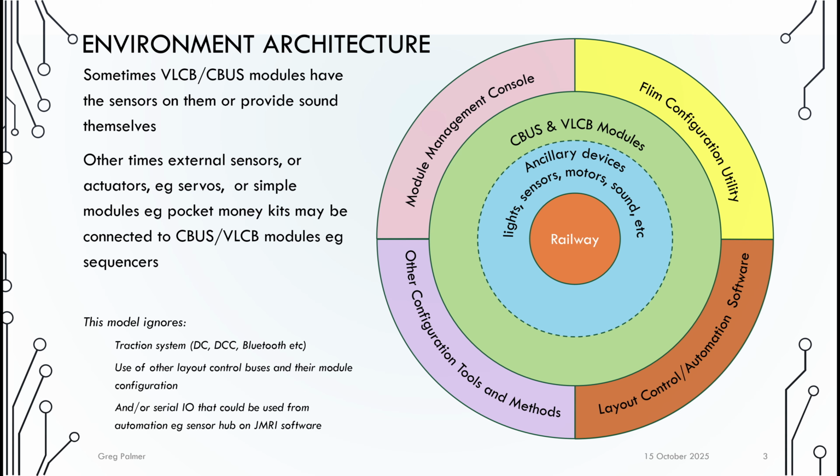Now all of that stuff is possible, but it's out of scope for what we're going to try and do today, but I thought it needed explaining about what else is missing off this diagram. So traction systems are also left out. We don't care if we're running DC, DCC, Bluetooth, whatever. We're really concerned about setting up the modules to control these elements here.